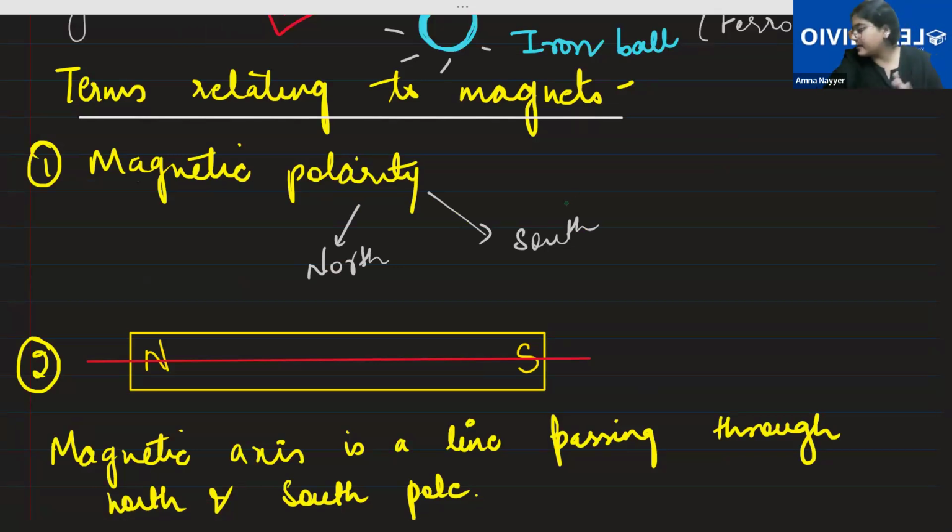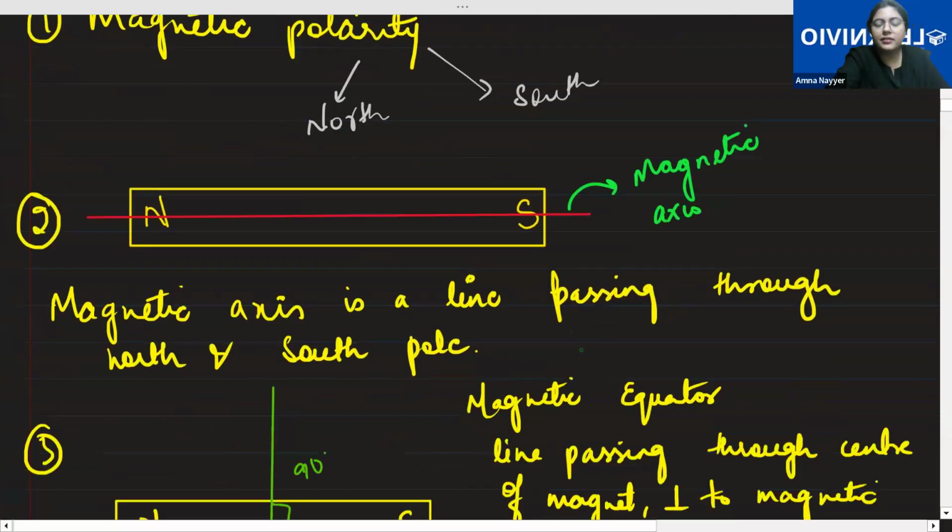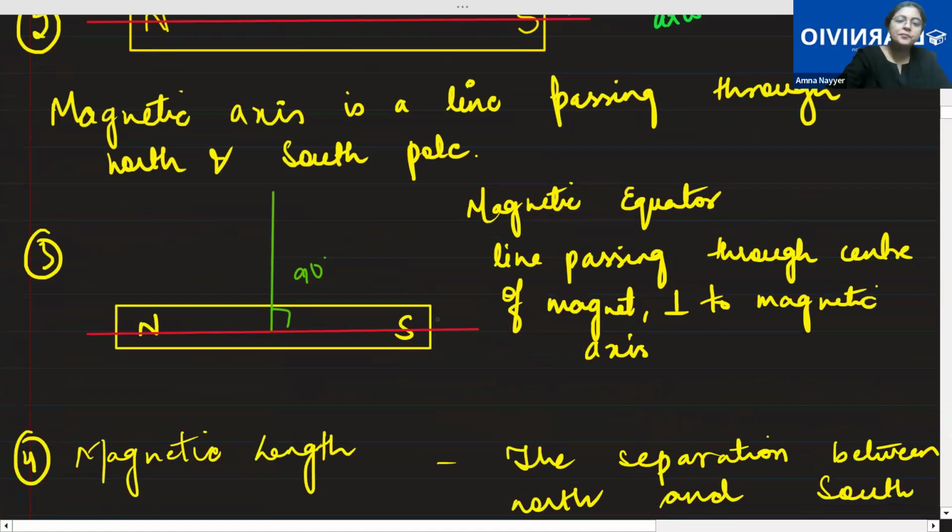Next term is magnetic axis. Magnetic axis means if you draw an axis from north to the south pole. It's an imaginary line. This is not really existing on a magnet. But for our convenience to plot things, to calculate magnetic field, the axis is required. So this axis is known as the magnetic axis. Magnetic axis is a line passing through the south and north pole.